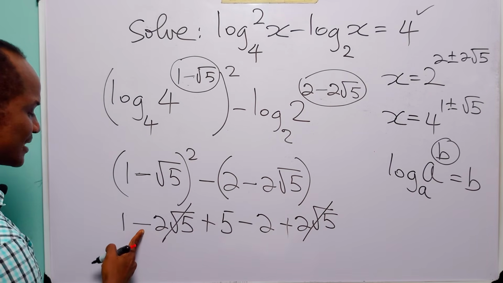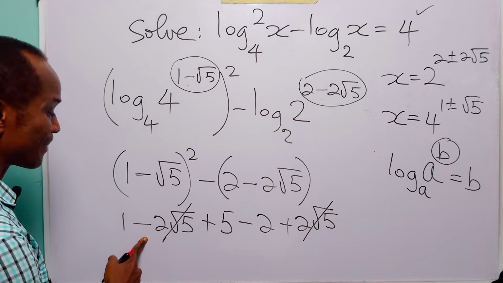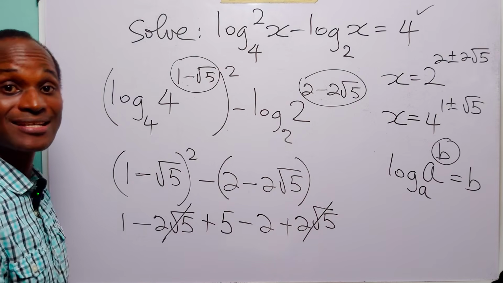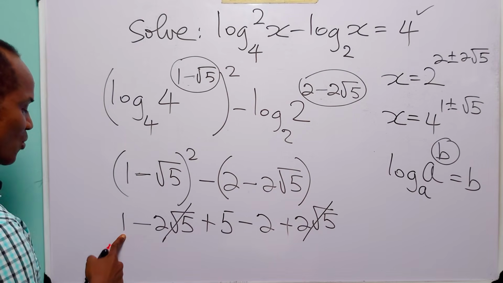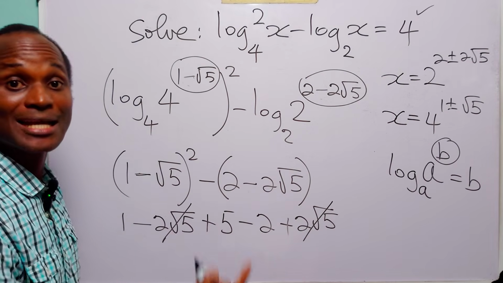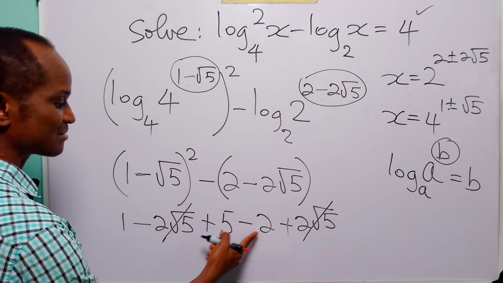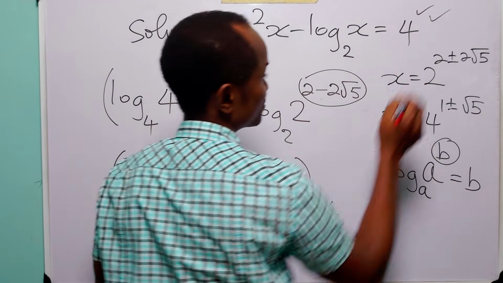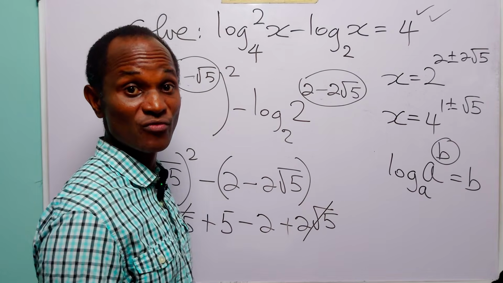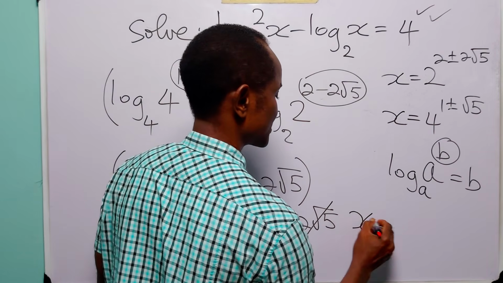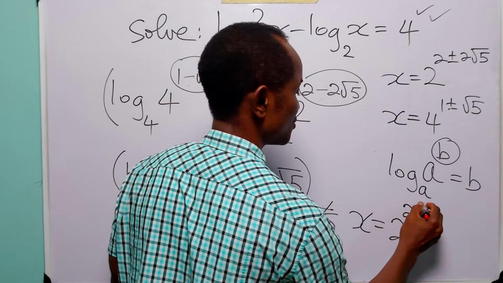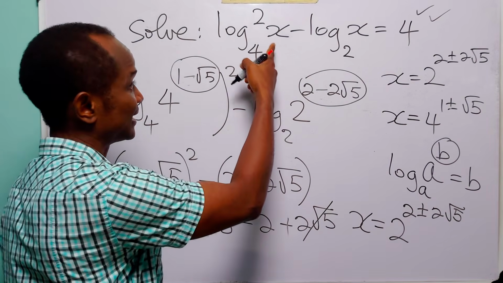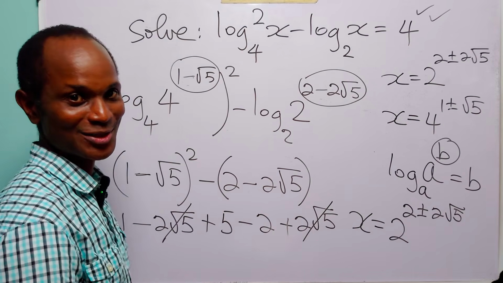Once more, you can see that this is minus 2 root 5 and this is plus 2 root 5, so once more they cancel themselves. And once more, we have 1 plus 5, which is equal to 6, and 6 minus 2 is still equal to 4, which is also right. So you can see that the two values of x, that is x equal to 2 to the power 2 plus or minus 2 root 5, satisfy the given logarithmic equation.